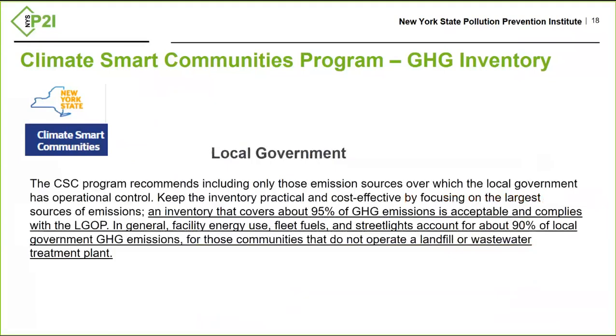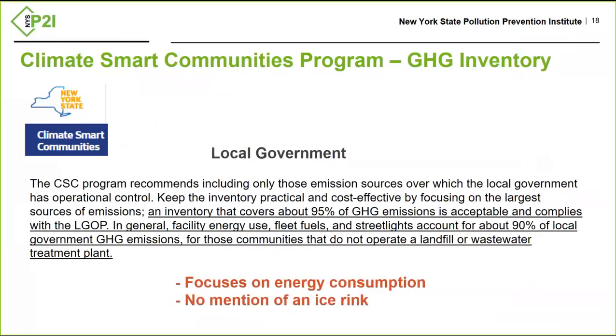Also in the local government, in some of the guidance, which is actually very comprehensive, the Climate Smart Communities program does a great job in providing resources and guidance on this. So we're pointing out just some evidence of where there's emphasis on energy and not on refrigerants. They encourage that you cover about 95% of GHG emissions, and in general, facility energy use, fleet fuels, and streetlights account for about 90% of local government operations, for those communities that do not operate a landfill or wastewater treatment plant. So it focuses on energy consumption again. And there's no mention of an ice rink, where that could be a significant source of emissions. And so it's not on people's radars when they're looking to do a GHG inventory.